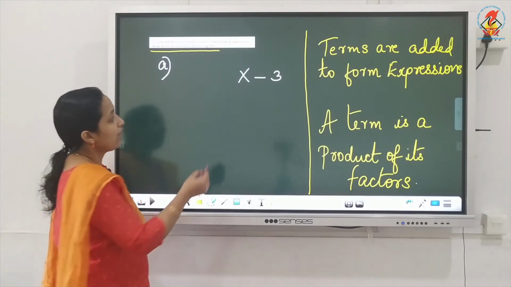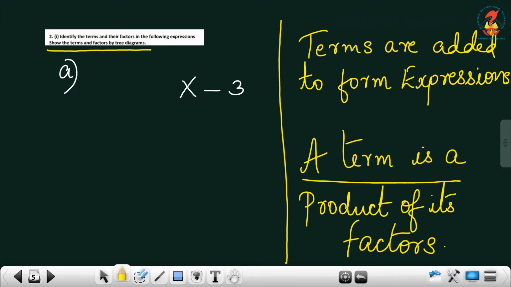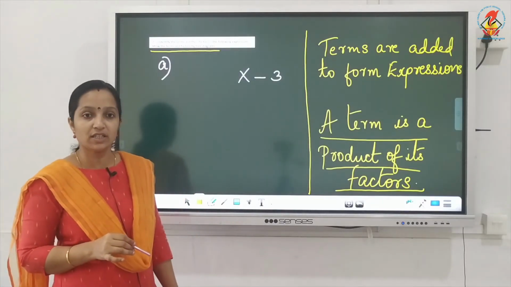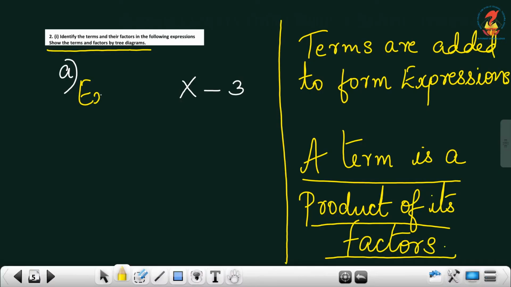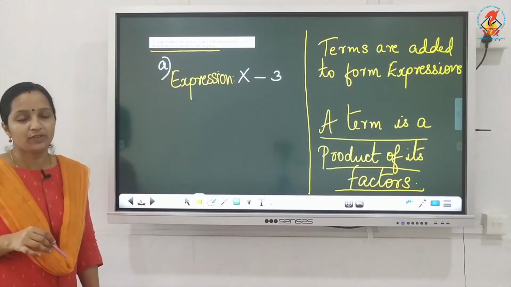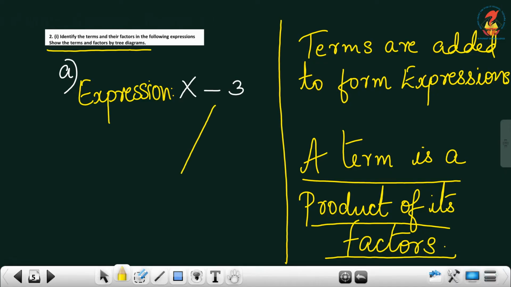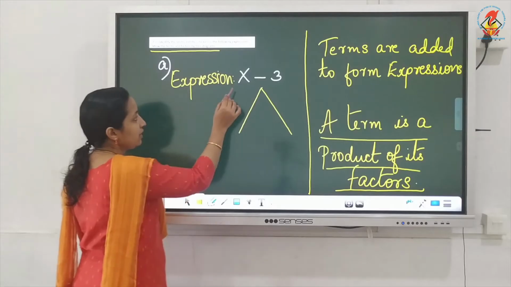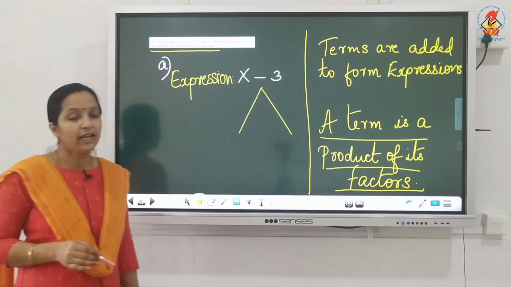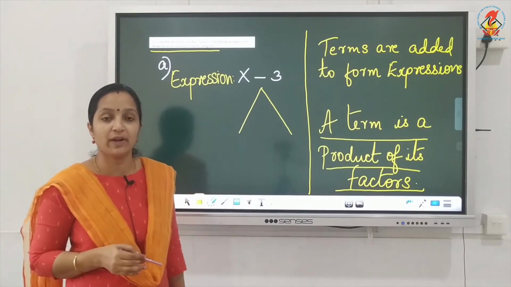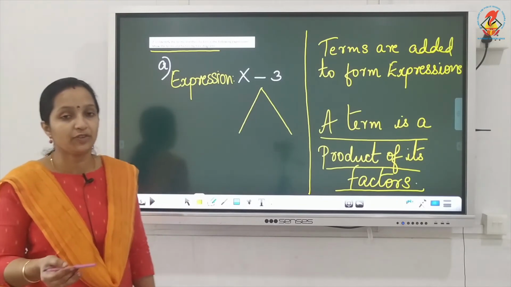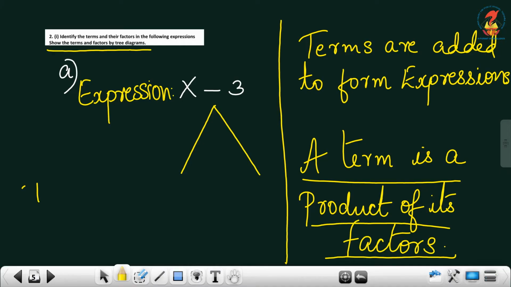Okay. And we know that a term is a product of its factors. A term is a product of its factors. This thing we already studied, is it? So, this is an algebraic expression. Now, we have to write the terms of this particular expression. How many terms are in this expression? We can see that there are two terms, and we also studied that addition sign and subtraction sign is dividing or separating the expressions into different terms. So, which are the terms of this expression?